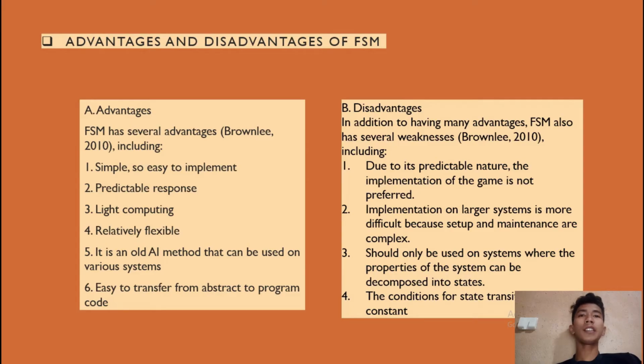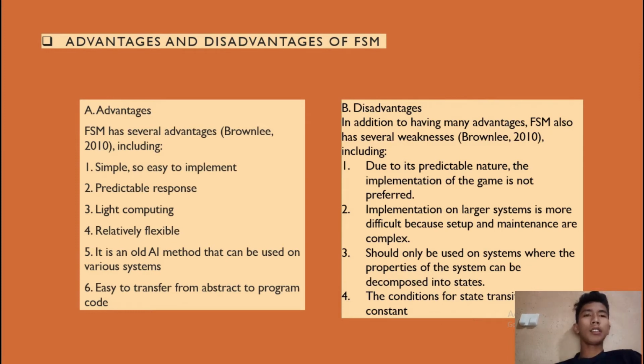Now for the advantages and disadvantages of finite state machines. A. Advantages. Finite state machines have several advantages, including: 1. Simple, so easy to implement. 2. Predictable response. 3. Low computing cost. 4. Relatively flexible. 5. It is an old AI method that can be used on various systems. 6. Easy to transfer from abstract to program code.